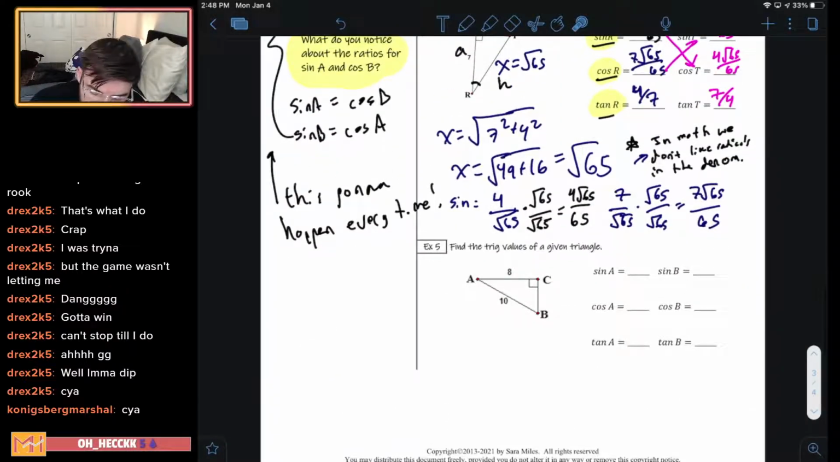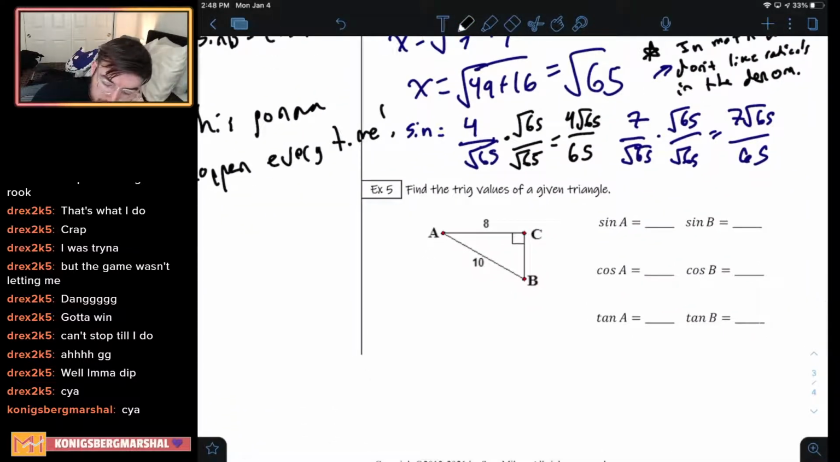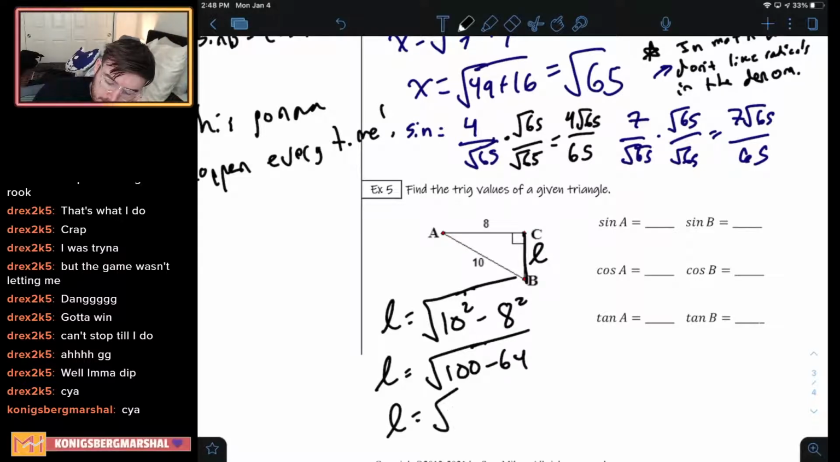Let's do it one more time. Let's find this third side. That's a leg, so we subtract. Leg equals hypotenuse squared minus leg squared, which is 100 minus 64. So 6.